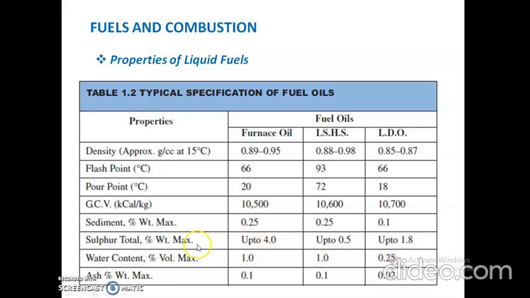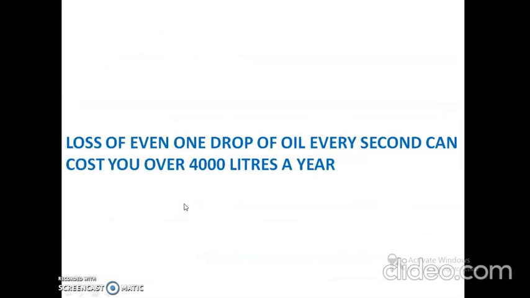That is the problem with FO, because you have to select your boiler components, particularly the exhaust treatment components, to be sulfur proof. Then water content is 1% by volume, and ash content is very low, as it is a liquid fuel. You can find 0.1, 0.1 and 0.02. So this is about the typical fuels used in the boiler.